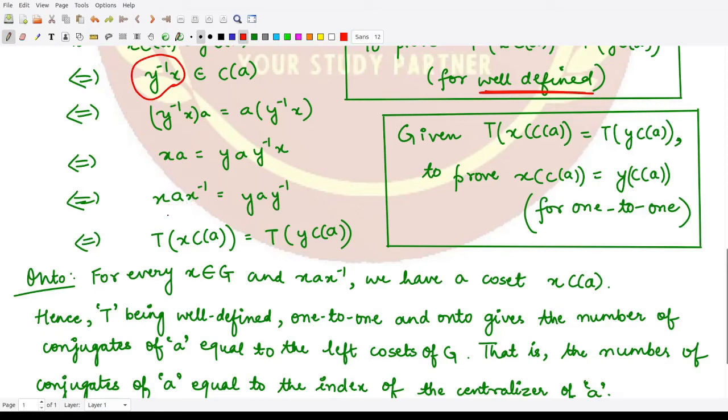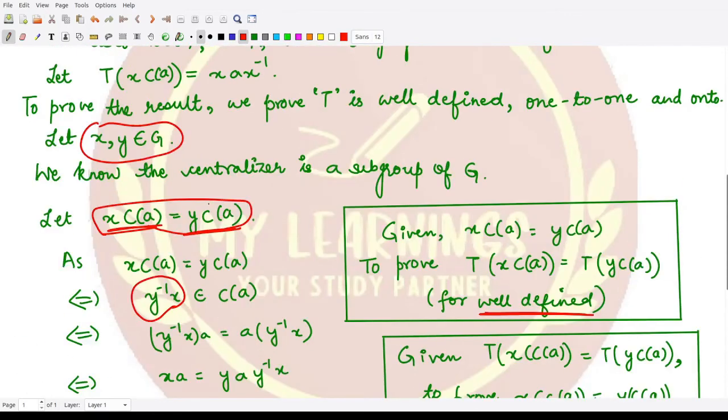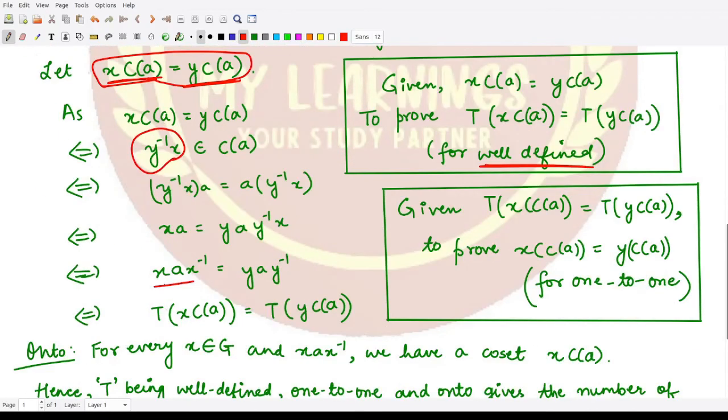And if you see, what is it? It is nothing but the image of xC(A). So here xAx inverse is the image of xC(A), and yAy inverse is the image of yC(A), correct? So this is for the well-defined part.